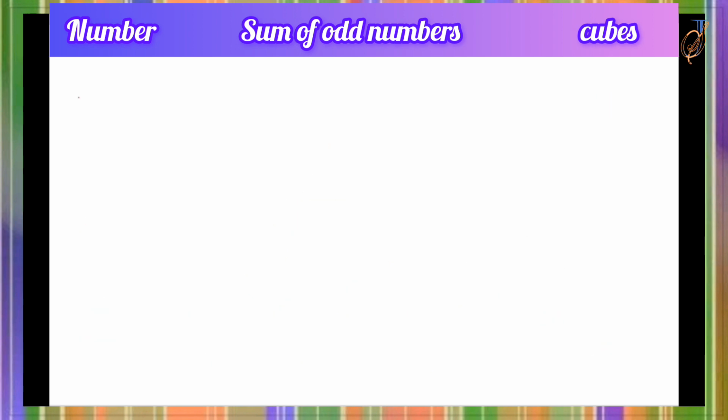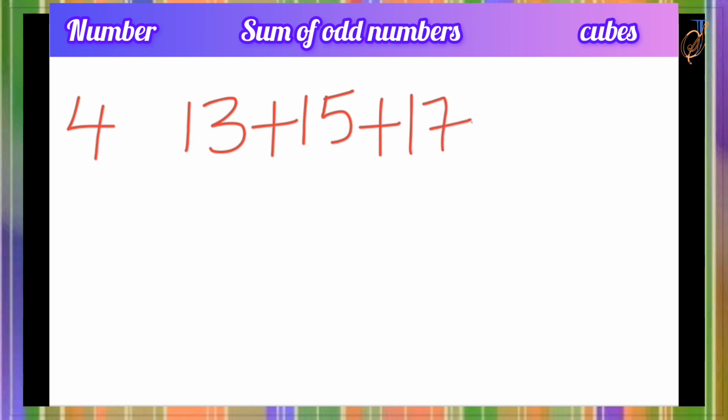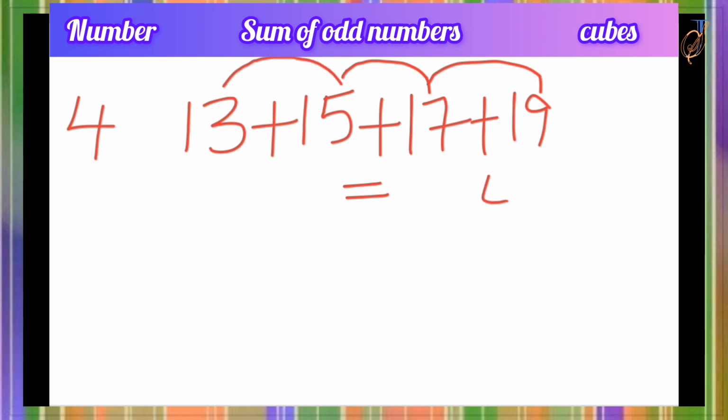Then take number 4. After 11, another odd number is 13. 13 plus 15 plus 17 plus 19. So you have to take 4 odd numbers and then do the addition. 13 plus 15 is 28, plus 17 is 45, plus 19 is 64. So 64 is your 4 cube.